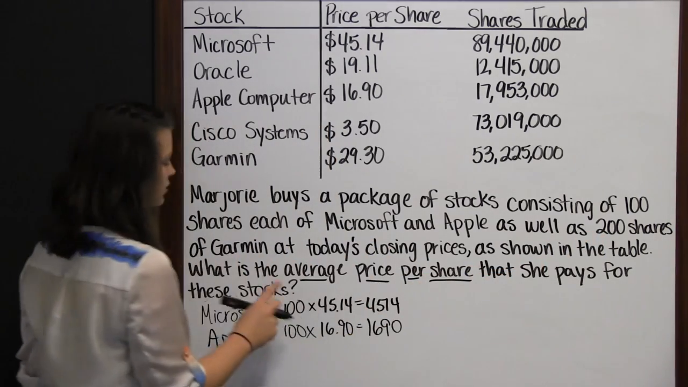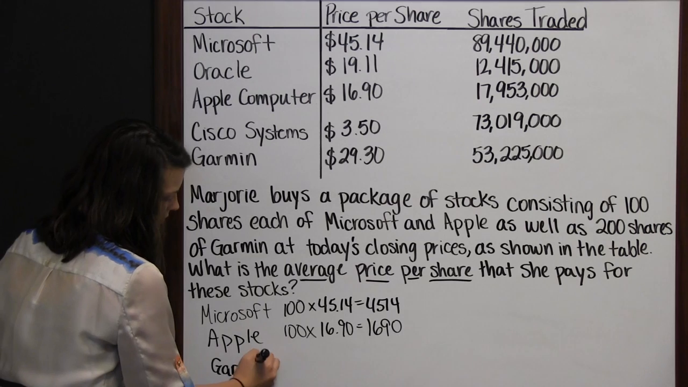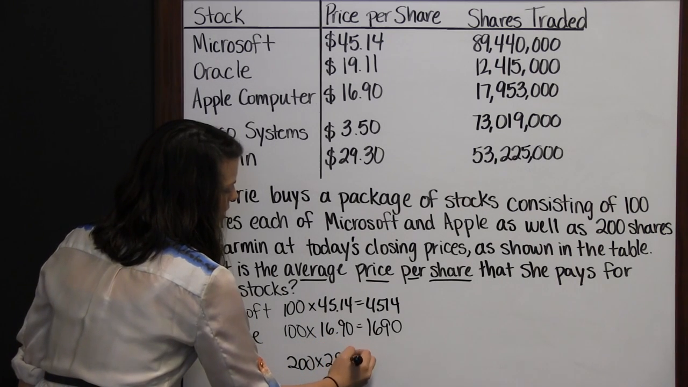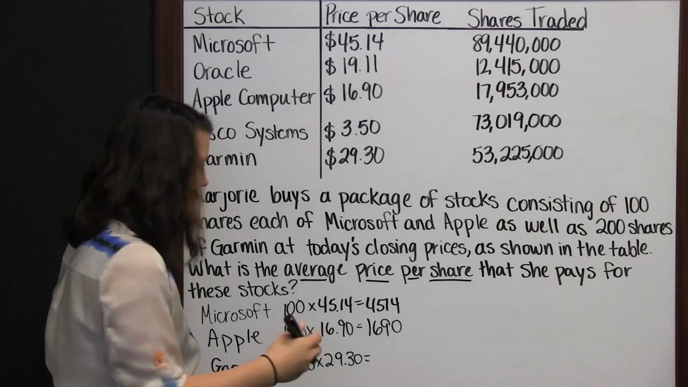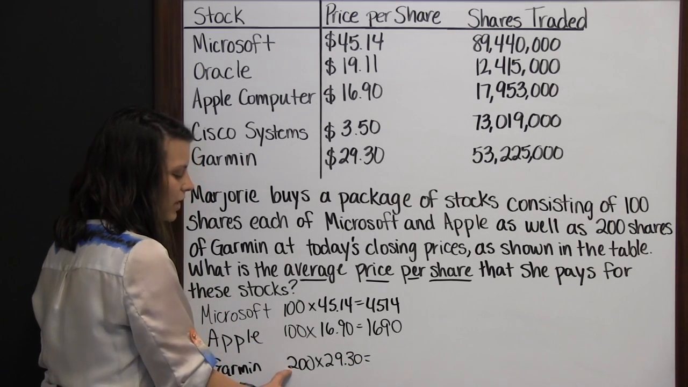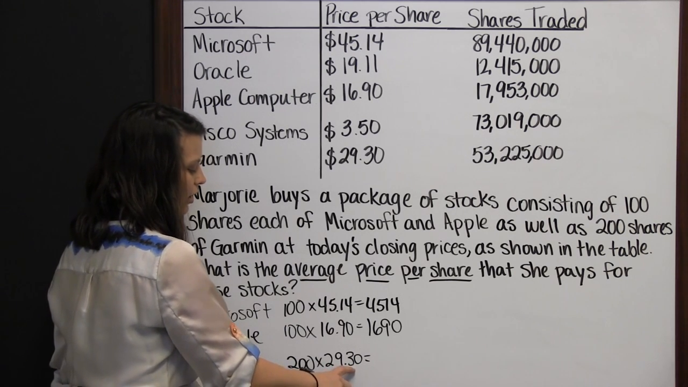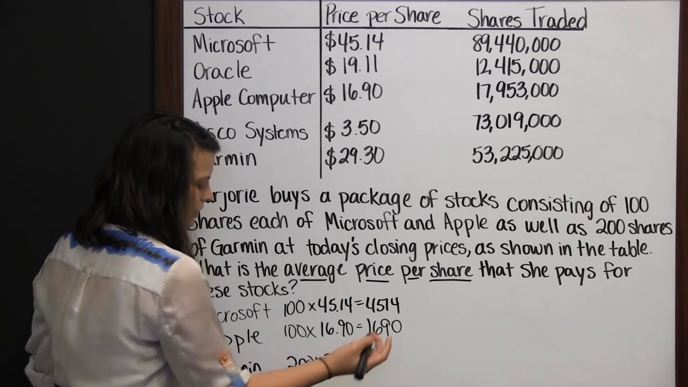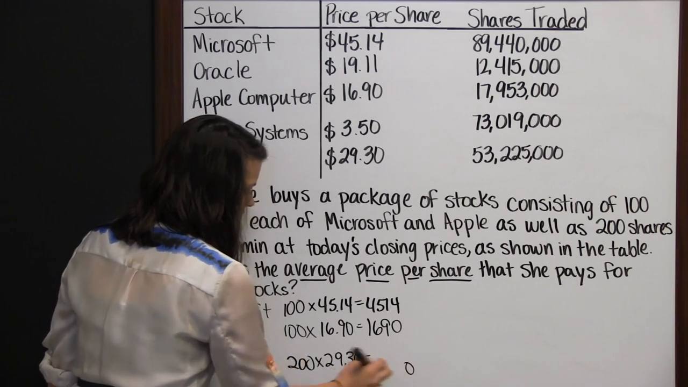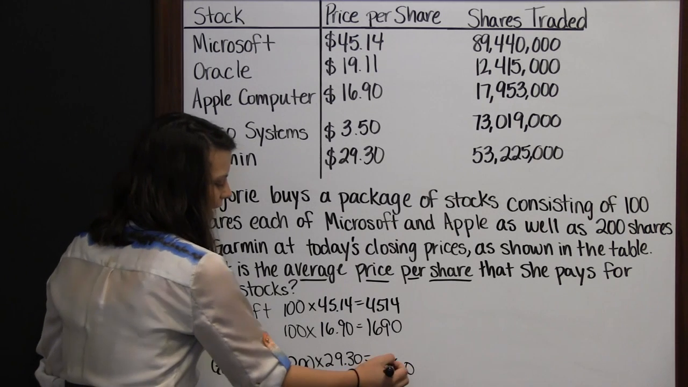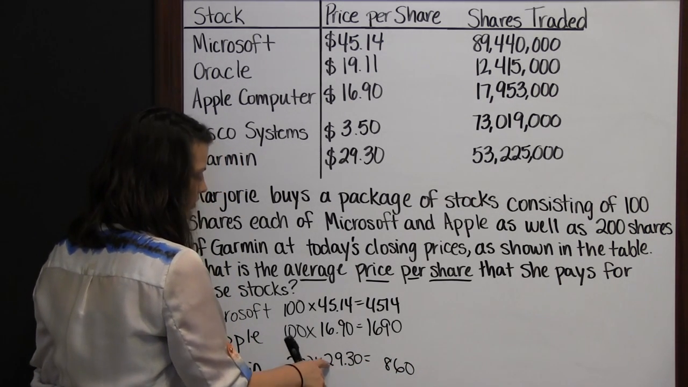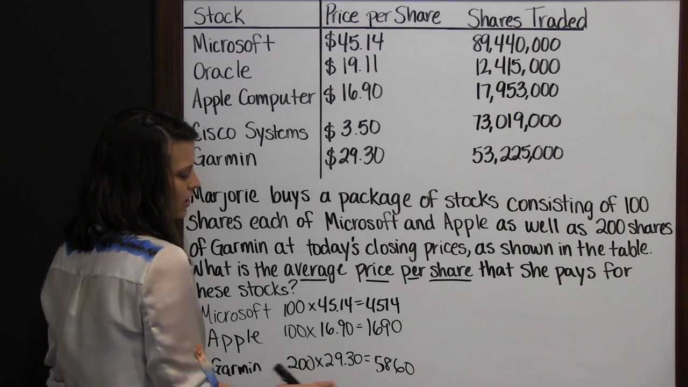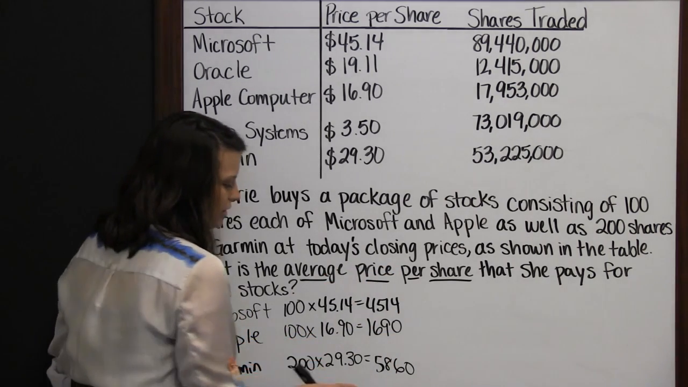Then she got 200 shares of Garmin. So Garmin, 200 times, and Garmin is $29.30. So multiplying by 100 means we move it two places to the right, but multiplying by 200 means not only do we move our decimal two places to the right, but we're also going to double that number. So if you double zero, you get zero. If you double three, you get six. If you double nine, you get 18. And then we carry the one over here. 2 times 2 is 4 plus 1 is 5. So all I did was multiply 200 times $29.30. So I can use this then to find my total amount of money spent.